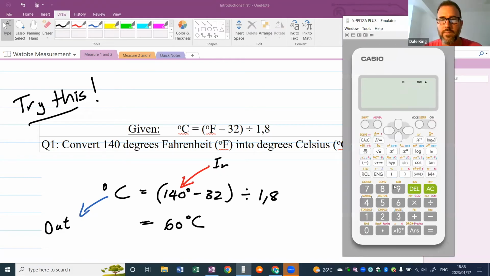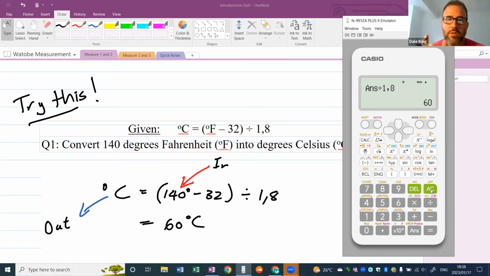Okay. Now, there's two ways you can do this. You can write it out on the calculator exactly like it is written on the page there. Okay, I'm going to use my brackets and I'm going to say divide by 1.8. We should get the same answer of 60 degrees. Or what you guys often do, and I've seen this in classes as well, is some guys will do 140 minus 32. And then they'll press equals, 108, and then they'll divide by 1.8 and then press equals again, and you still get the same answer.